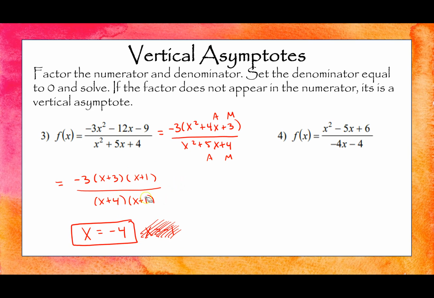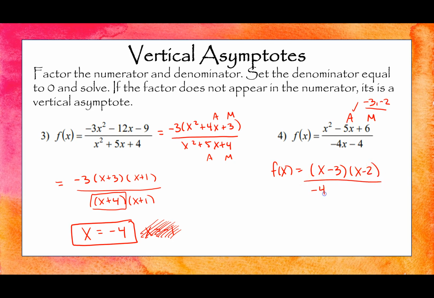And notice, folks, how there's only one x plus 4, and it does not exist in the numerator. That's why we can keep it as our answer. All right, last one. So factoring this, I'm going to get adds to this, multiplies to that. How about a -3 and a -2? Because that adds to -5 and multiplies to 6. So I'm going to write that as an x -3 and an x -2.